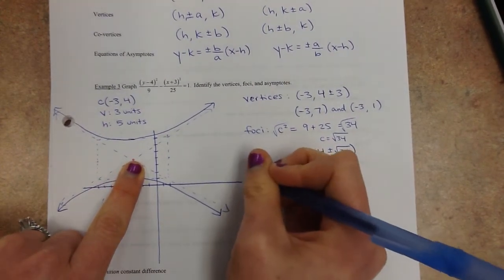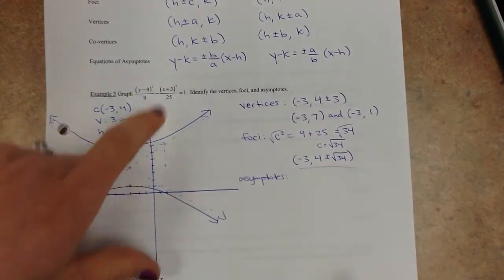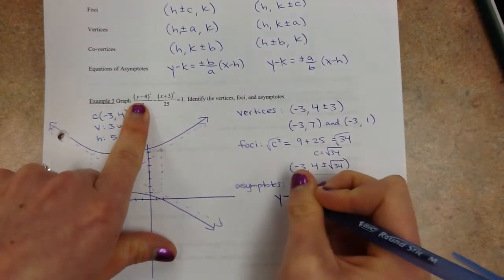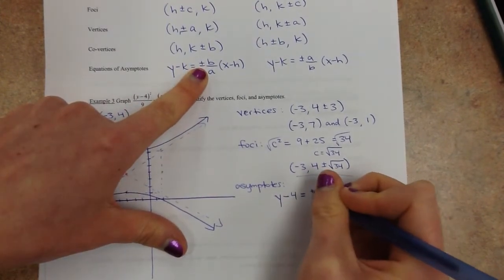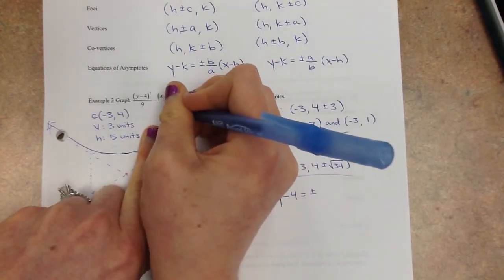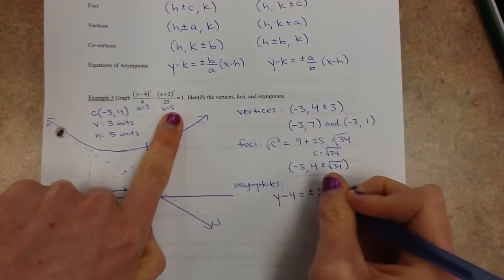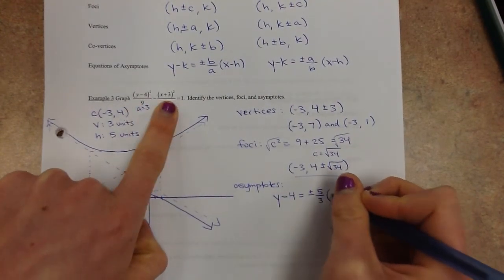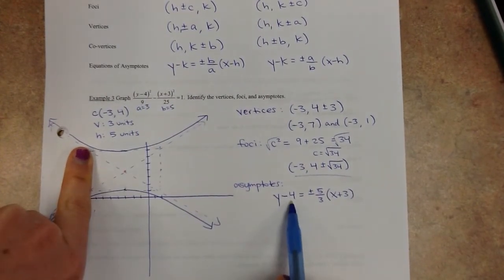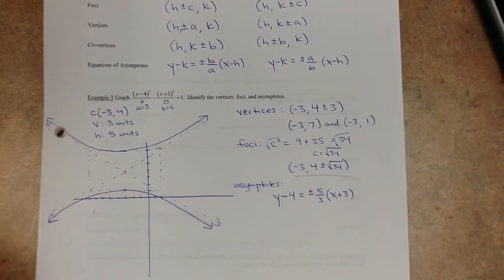And then finally, my 2 asymptotes. So we use this formula right here. So y minus 4 equals, and then plus or minus b over a. Here, b is 5, that's the square root of 25, and a is 3. So plus or minus 5 over 3, and then in parentheses I have x plus 3. So basically, this piece right here goes right here, and this piece right here goes right here. All right, so those are my asymptotes. So 3 things to come up with.